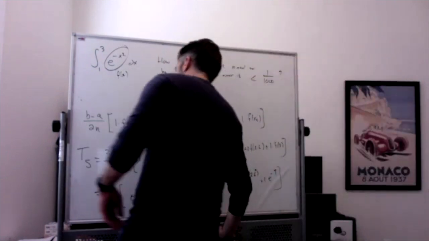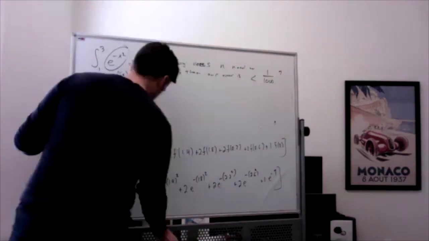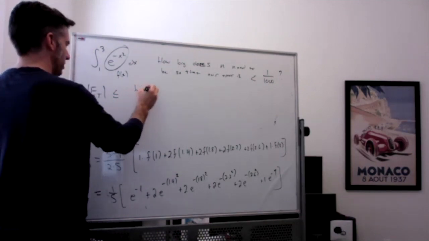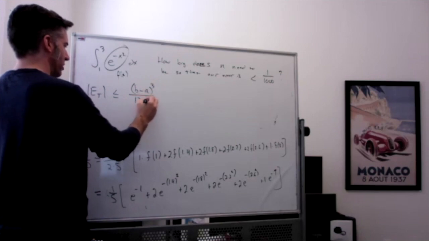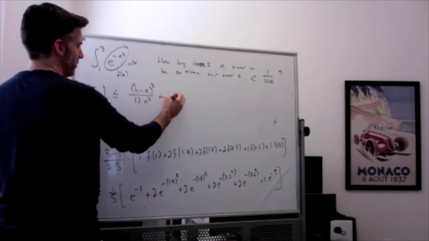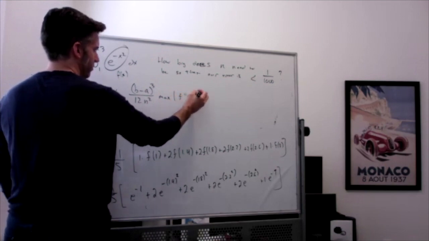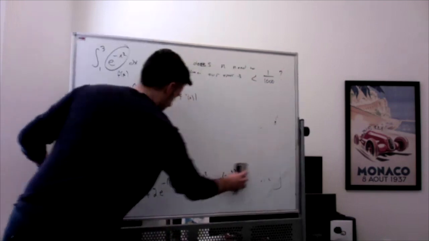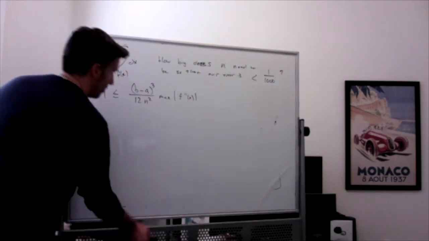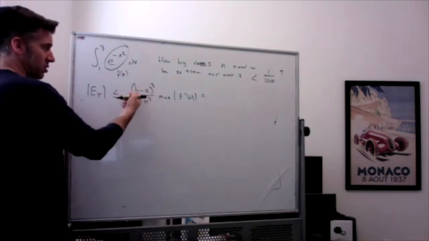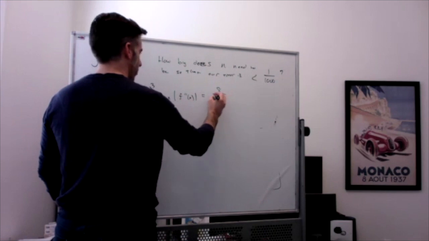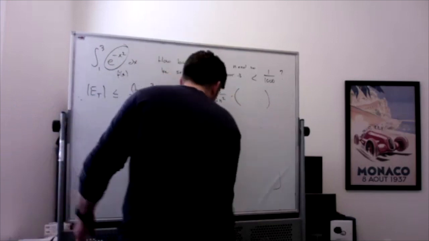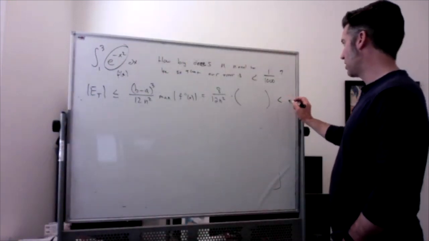Okay. So the error formula for the trapezoid method is that the error is less than or equal to b minus a cubed over 12n squared times the maximum of the absolute value of the second derivative. Great. So that's going to equal, let's see, b minus a is 2, so 2 cubed is 8, over 12n squared times, we have to figure out what the maximum is, whatever that is, the maximum of the second derivative. And then that's going to be less than 1/1000.